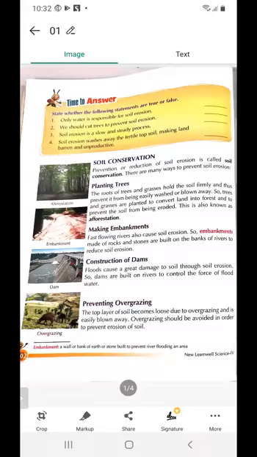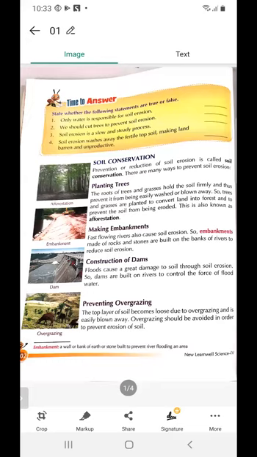The topic is soil conservation and the ways of preventing soil erosion. First is planting trees. Second is making embankments. Third is construction of dams. And fourth is preventing overgrazing.